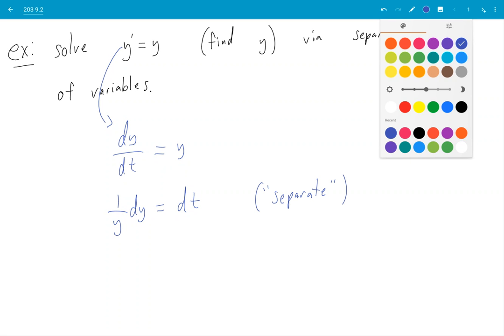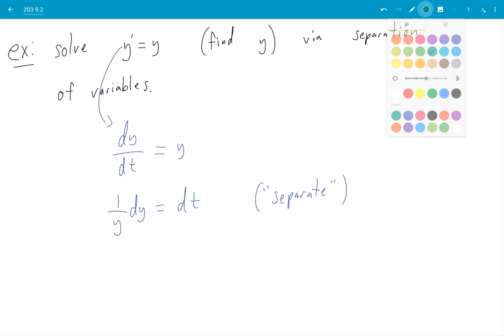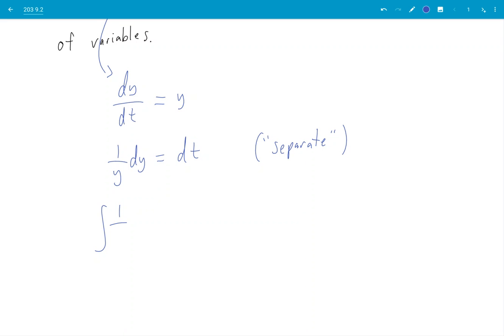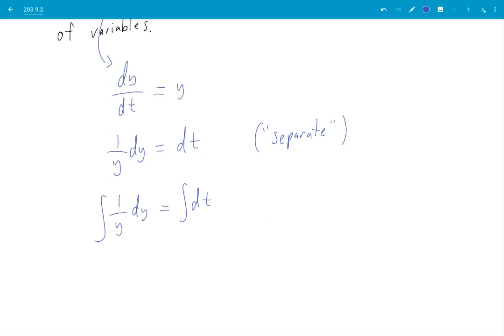Okay, our next step is to perform an integral of both sides. This is all a little bit magical, but I assure you that a demonstration of the validity of this technique is in the textbook if you care to look at it. So now I'm going to integrate. So what I did, I just put an integral here, integral here. That's my next step.